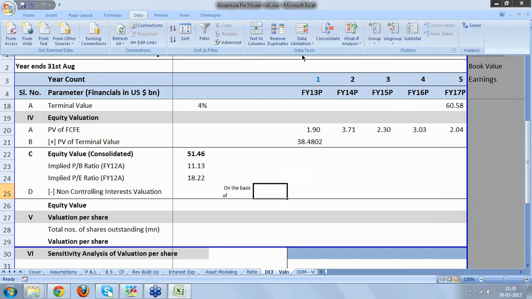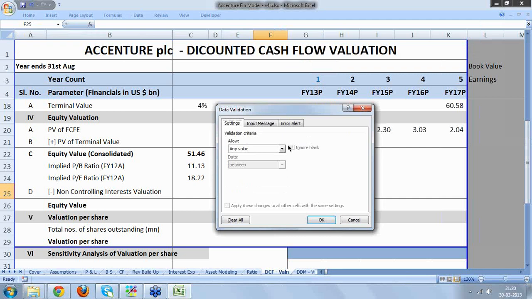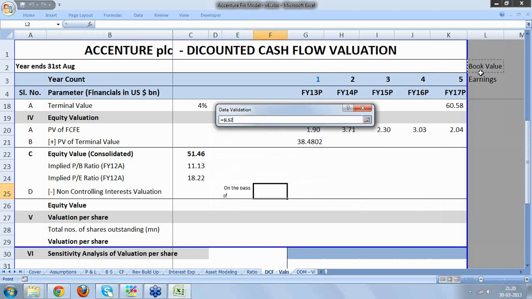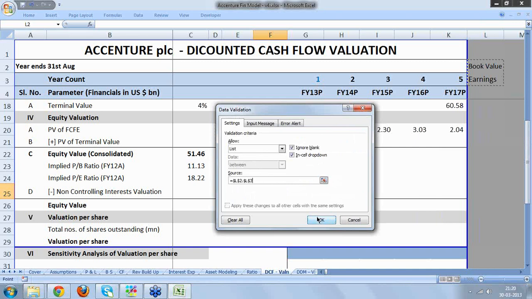I'll go to data, to data validation. I'll say validate. It will ask what is the criteria, so I'll say you give me a value between a list. The moment I call it a list, it will ask what is the source. I have typed book value and earnings here, so I'll say this is going to be my list.